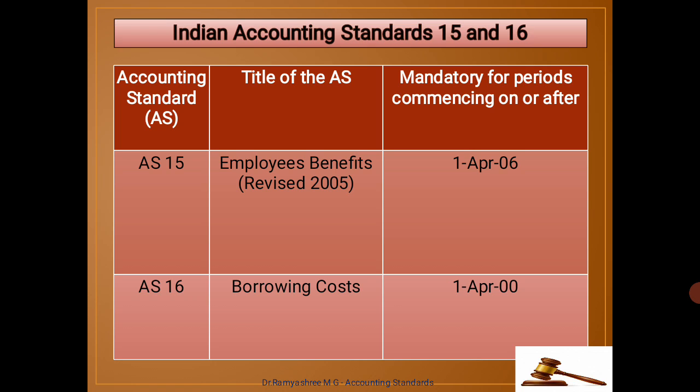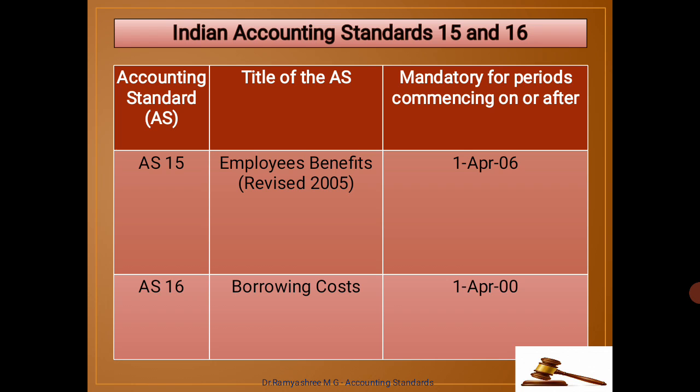And Accounting Standard 16 deals with borrowing cost. This accounting standard comes into effect in respect of accounting periods commencing on or after April 1st, 2000 and is mandatory in nature for all enterprises. The objective of this statement is to prescribe the accounting treatment of borrowing cost in the preparation of the financial statements of an enterprise.